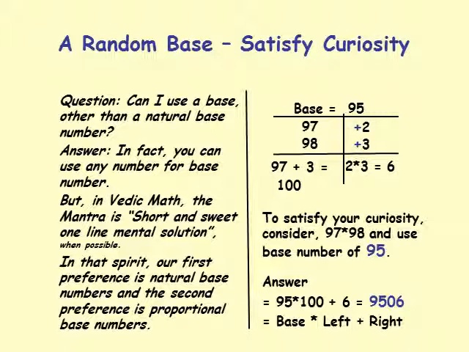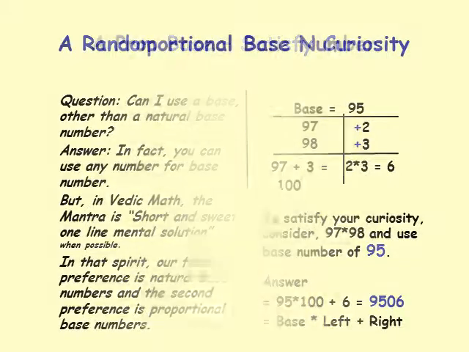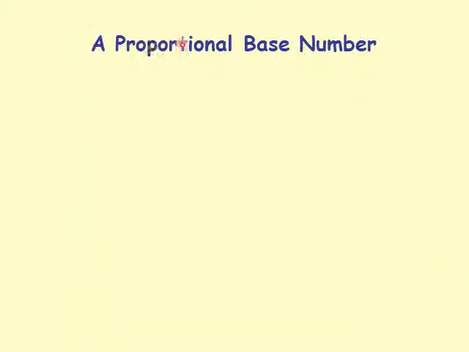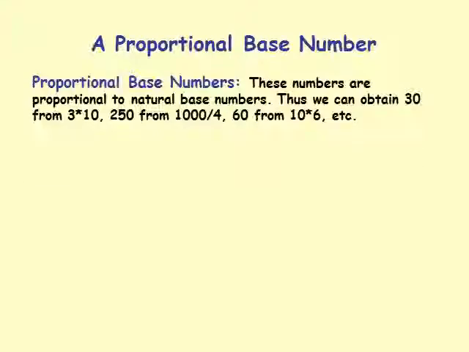Okay, let's continue. So we use base times left plus right. Continue and consider a proportional base number. Let's see what that is. A proportional base number is proportional to the natural base numbers. Thus, we can obtain 30 from 3 times 10, 250 from 1000 divided by 4, this is a sub-proportional, and 60 from 10 times 6, and so on. Proportional base numbers are proportional to the natural base number, and we'll use the sutra proportionality here.